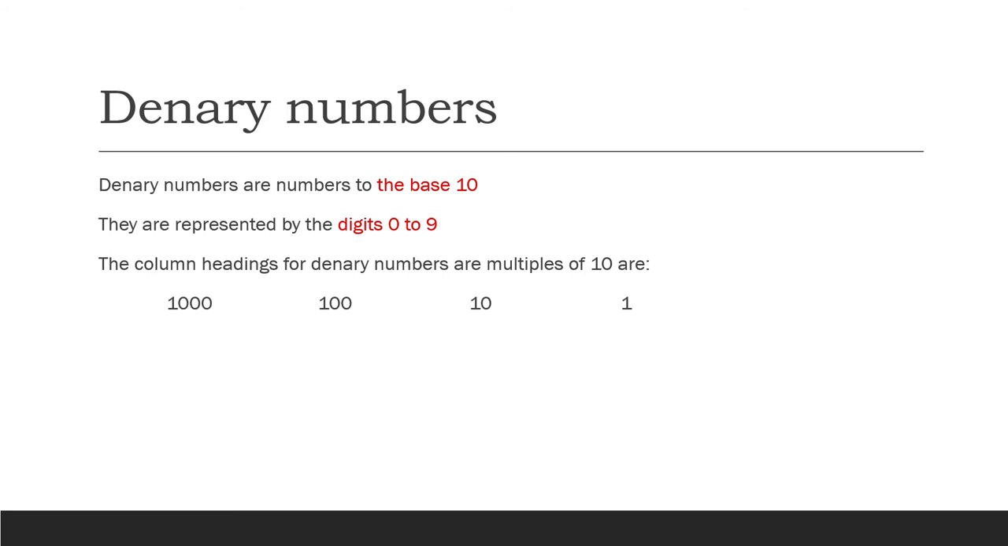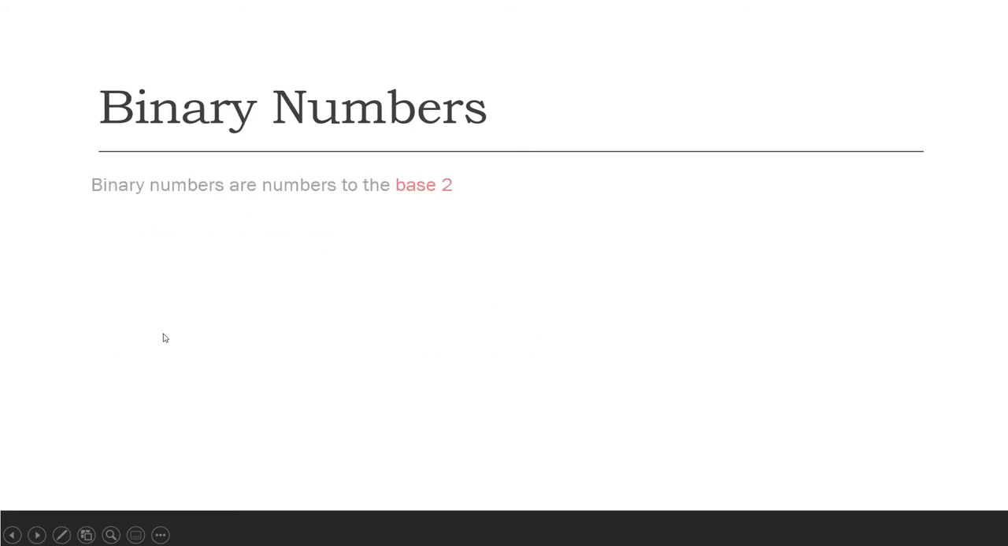Now, when you write a number down, for example 2,457, that means 2 times 1,000, 4 times 100, 5 times 10, and 7 times 1. And if you take those and work out that calculation, you get 2,457. Now, binary, we've got a number system to the base of 2, and that means it counts in groups of 2. It uses 2 digits, 0 and 1.